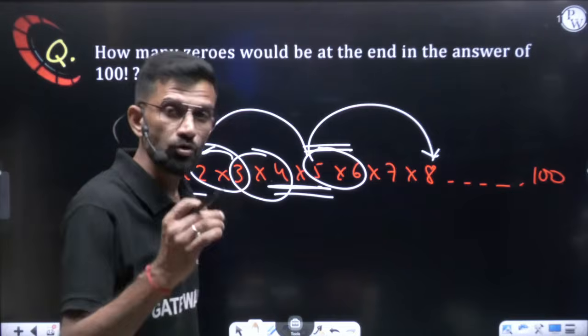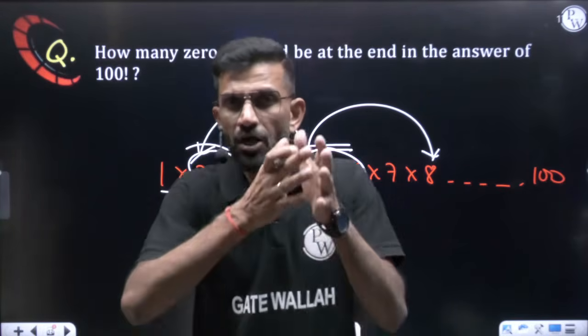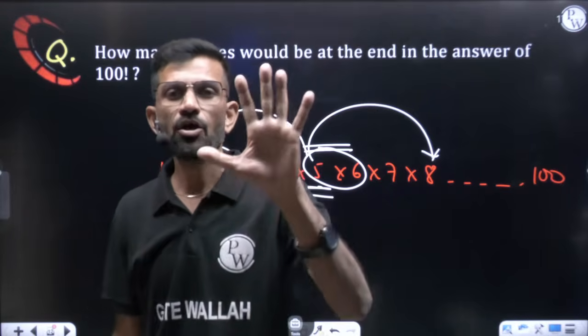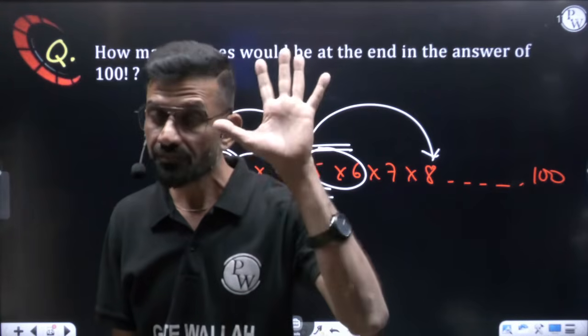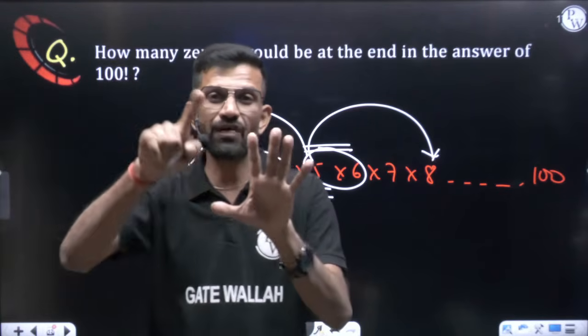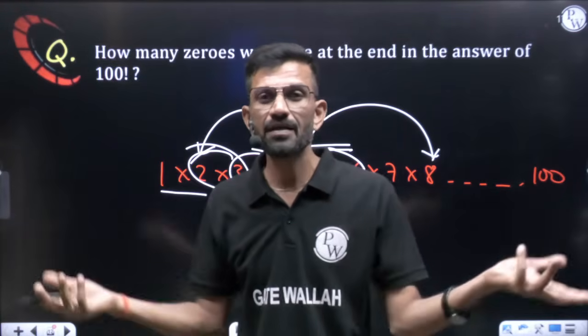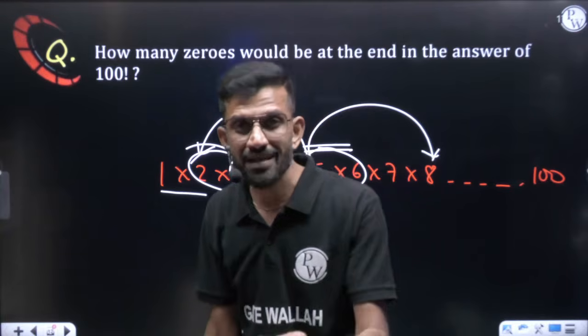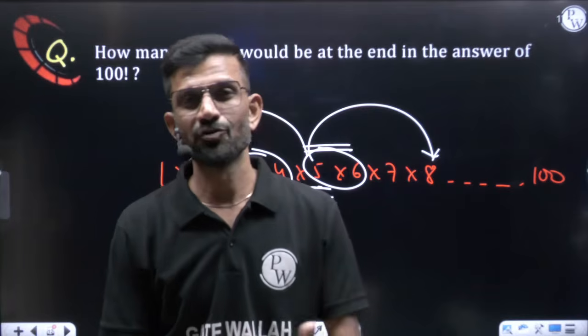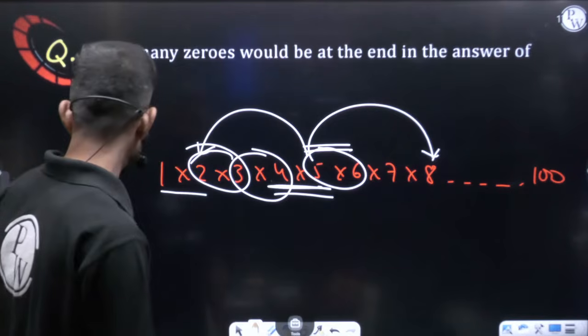So in order to know how many zeros will come at the end in the answer of 100 factorial, we should know how many 5s are hidden in 100 factorial. As many 5s, those many zeros at the end, because those 5s will multiply with any even number and generate 0. 5s are less, even numbers are more. That is the reason we are searching how many 5s, those many zeros. So let us search how many 5s are there.